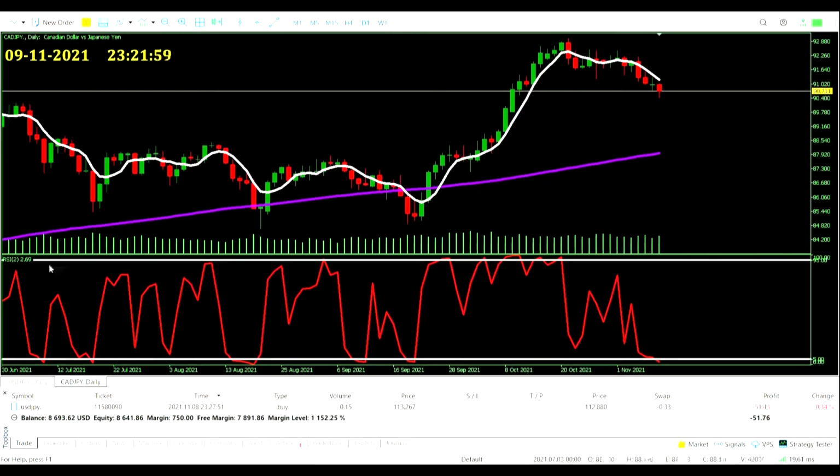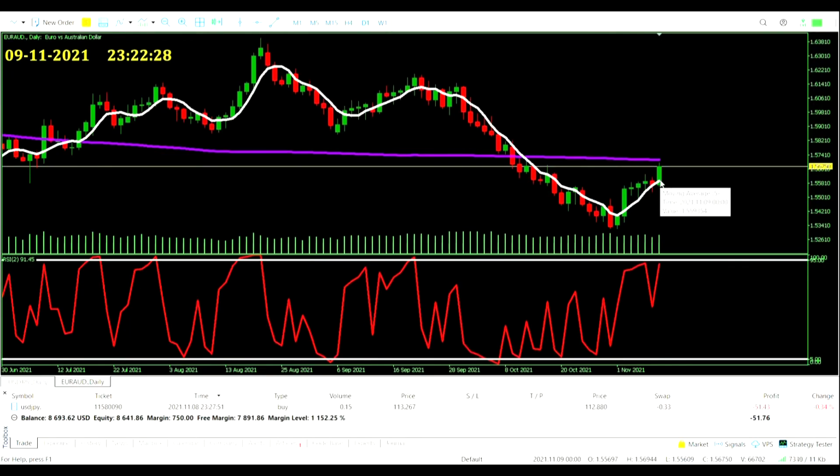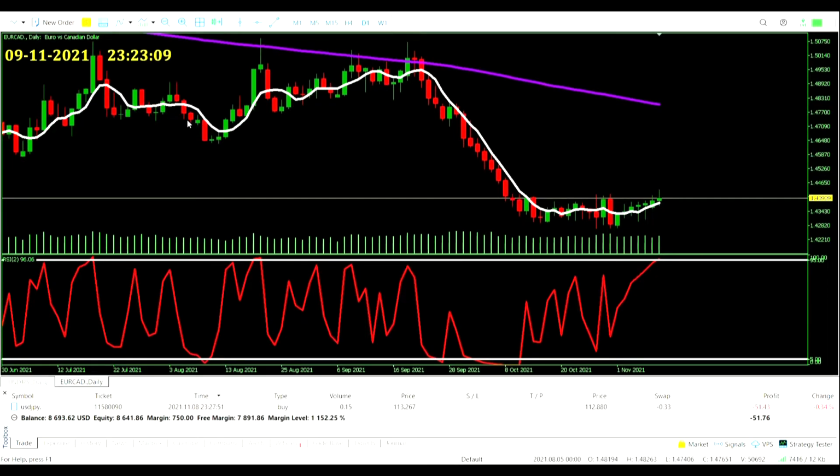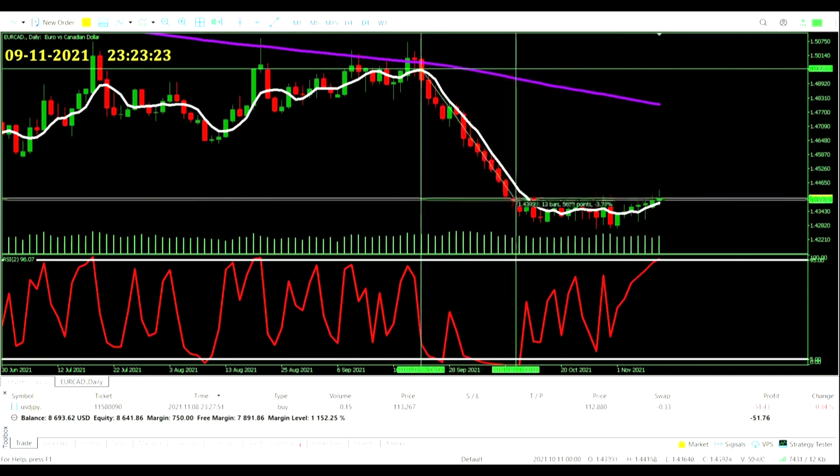Canadian dollar yen RSI at 2.69. The Euro Australian dollar so close to a sell signal at 91.45 on the RSI. But you do fear that if it does get into the overbought territory above 95, price will also go above the moving average, and so it'll be a no entry signal. Signal is coming in on the Euro Canadian dollar though, RSI 96.06. It's been creeping up over the last couple of weeks, and now with price comfortably below the moving average, we do get a signal, and this is our inspiration.